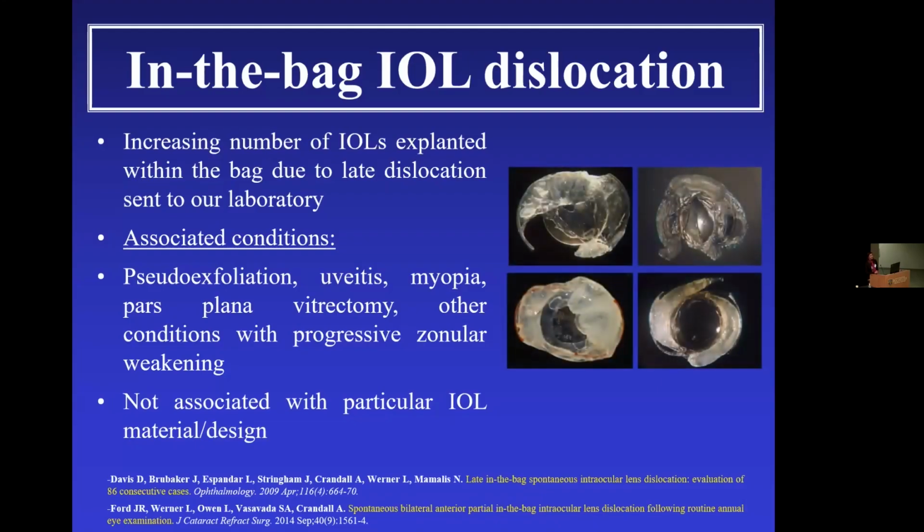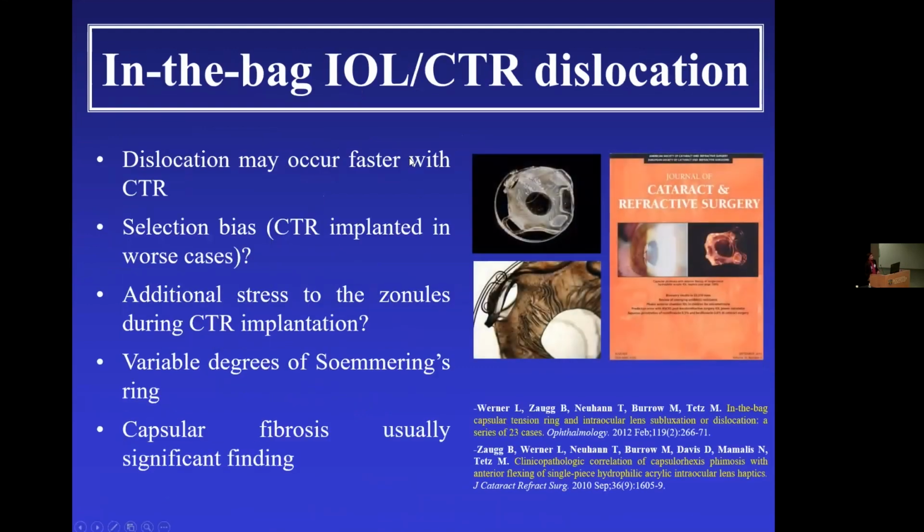So just a small comment to finalize on in-the-bag IOL dislocated cases. We have been seeing an increasing number of IOLs explanted within the bag. Every year we have more and more. And as you know, one of the most important causes of zonular weakening and in-the-bag dislocation is pseudoexfoliation. We do not believe this is in association with any particular lens, material, or design. When you have a CTR in place, it's very interesting. This dislocates even faster, perhaps because there is a selection bias.